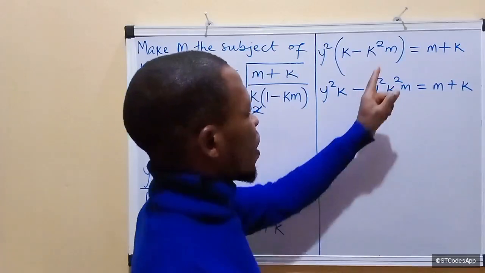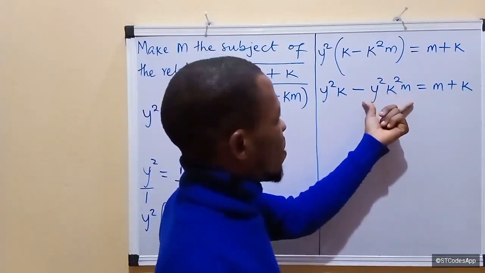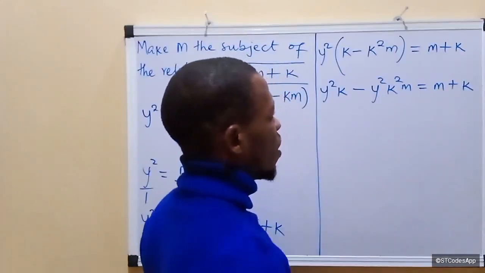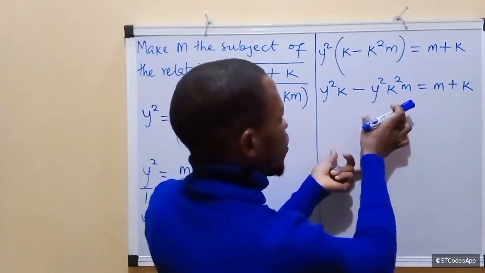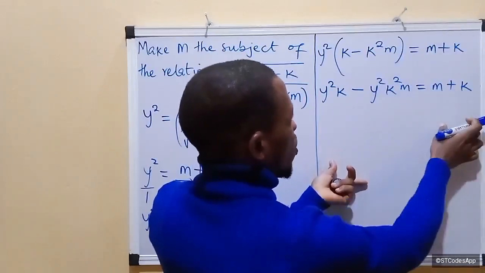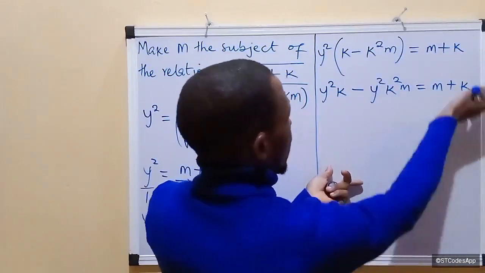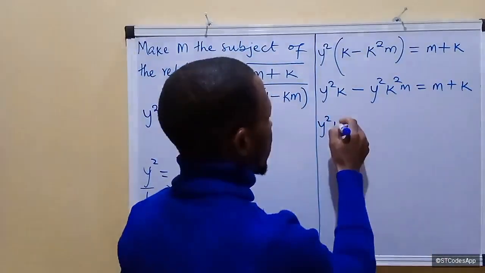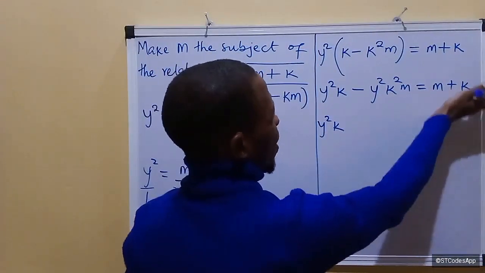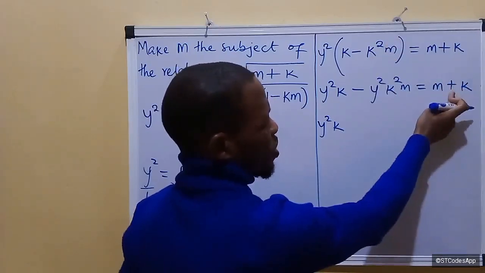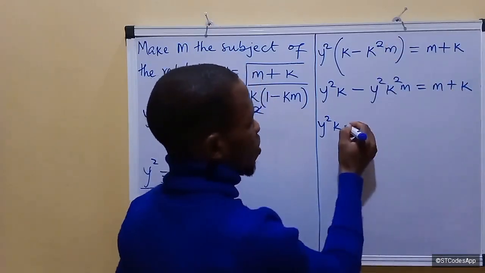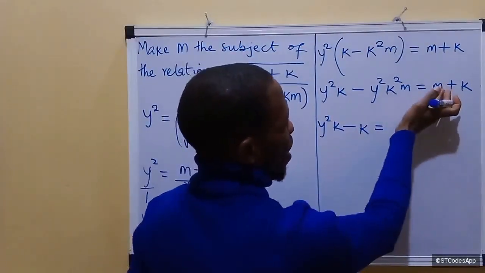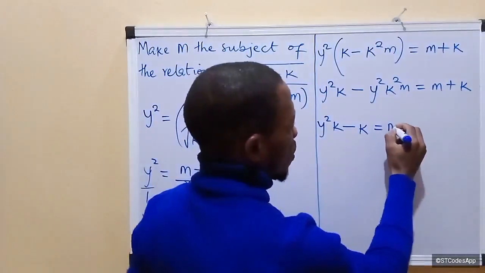Now we're going to bring this term that has m and this term that has m together, and for us to do that, I'm going to move this to the right side of the equation and move k to the left side of the equation. So we have y squared k, moving k here to the left side of the equation, the sign is going to change from positive to negative, and that's going to be minus k, equal to m left on the right side of the equation, so I'll put it down.